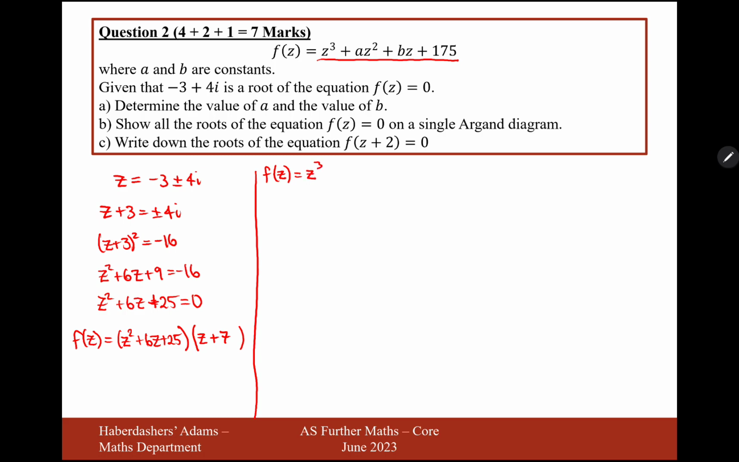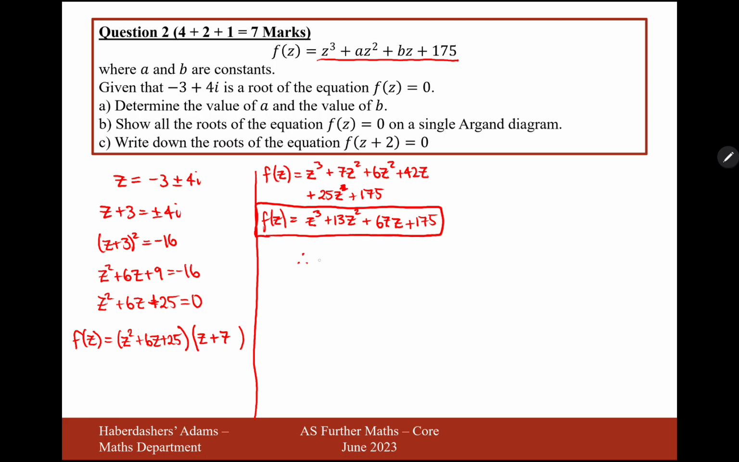So it's going to be z cubed plus 7z squared, add 6z squared, add 42z, add 25z, just normal z, add 175, and let's simplify that together. f of z equals z cubed, add 13z squared, add 42, add 25, let's not make any mistakes, do it on the calculator, 67z, add 175. There we are. So therefore a is 13 and b is 67.